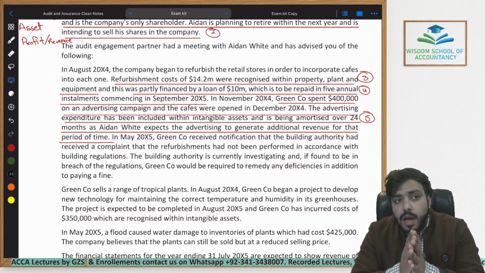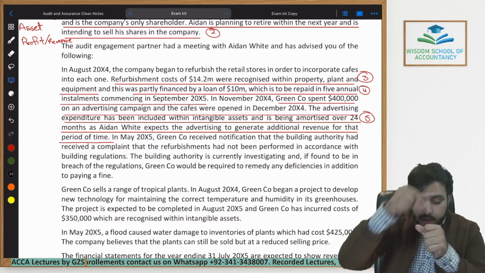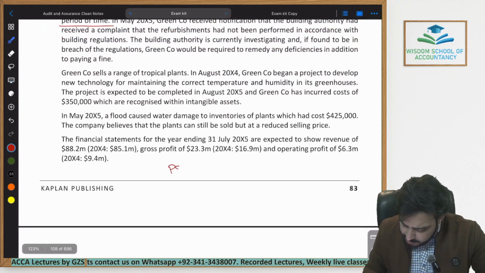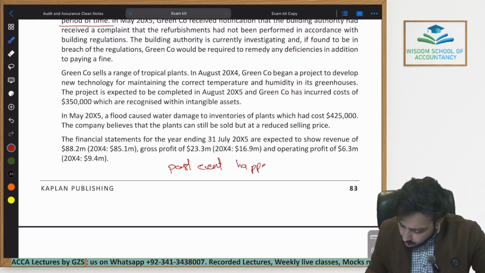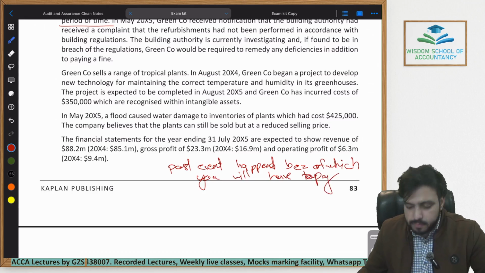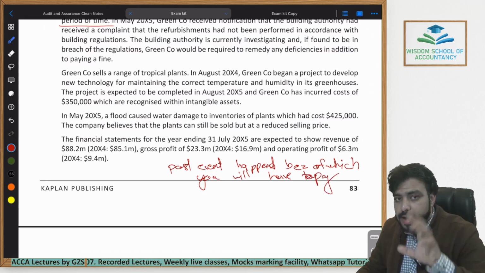Liability means a past event that has occurred, because of which you will have to pay. This is known as a liability.